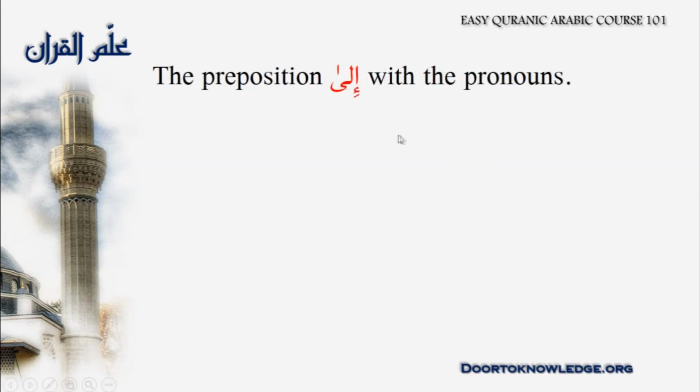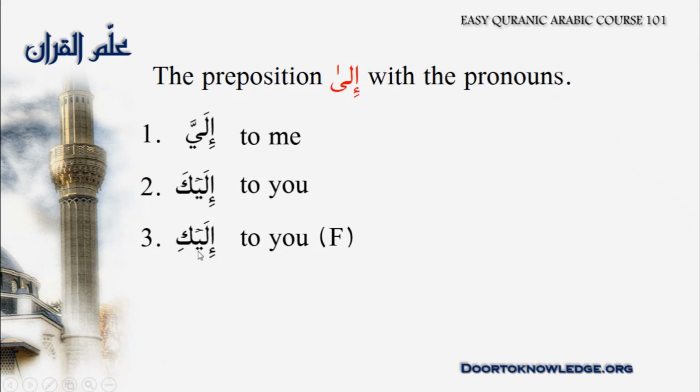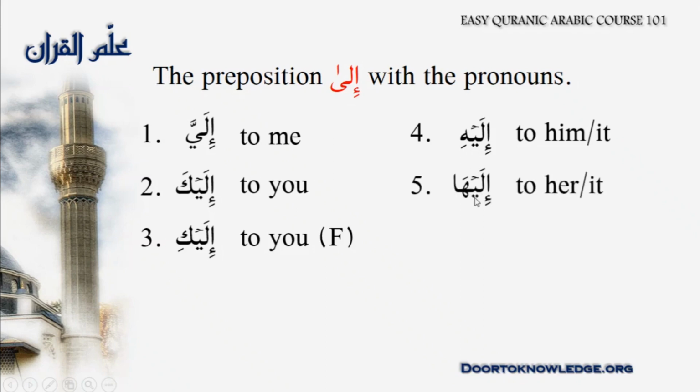So let's see now the preposition ila with pronouns. It will be ilayya. Ila, to, the ya, me. Ilayya, to me. Ilayka, to you. Ilayki, to you, feminine. Ilayhi, to him or to it. Ilayha, to her or to it.